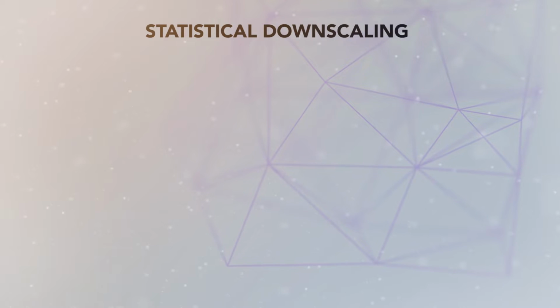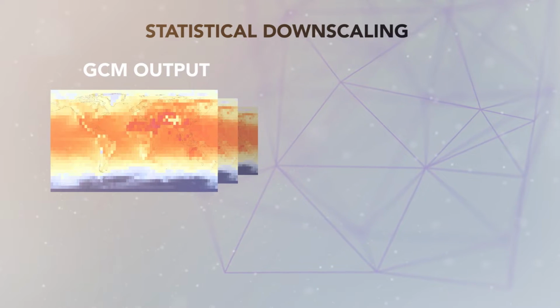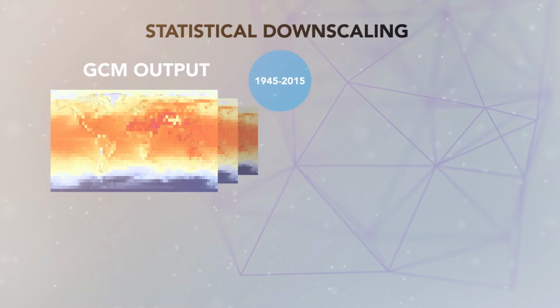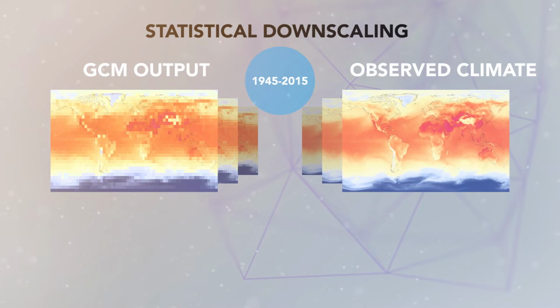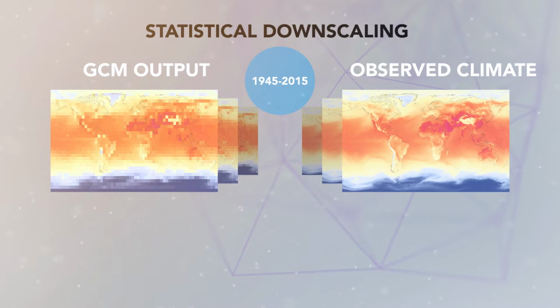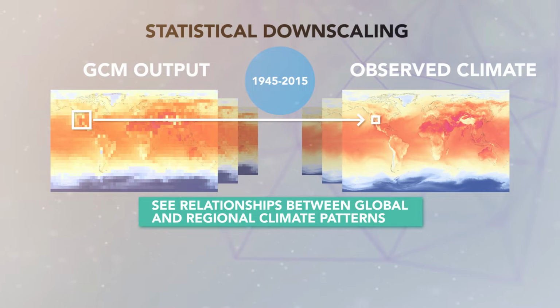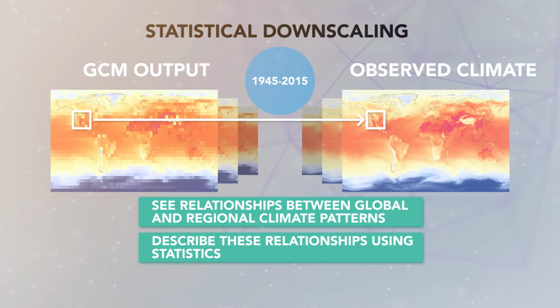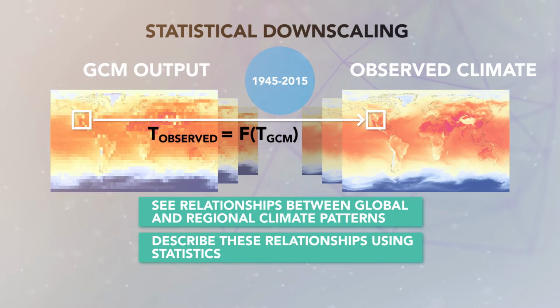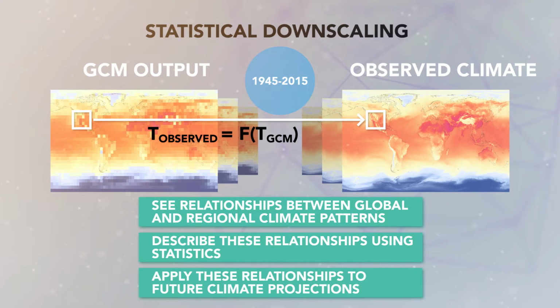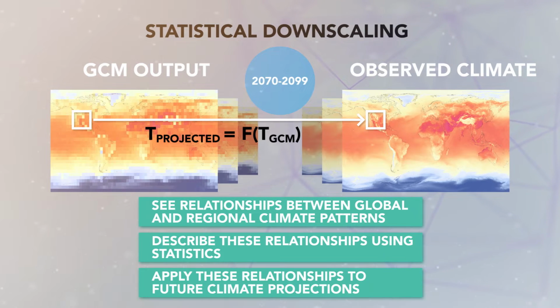Most statistical downscaling approaches begin by comparing global climate model, or GCM, output for a particular time period in the past with observations during that same time period. By comparing model projections and actual climate observations, researchers can see relationships between global and regional climate patterns and describe these relationships using statistics. The next step in the process is for researchers to apply these statistical relationships to future climate projections. Assuming that the statistical relationships observed in the past will continue to hold in the future, researchers can project changes at the regional level based on GCM output.